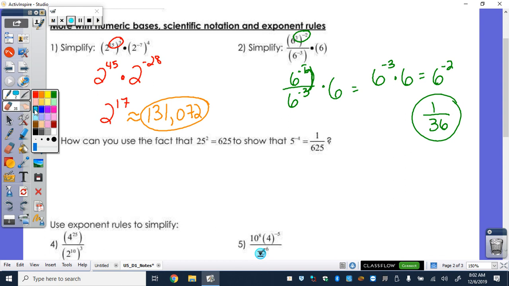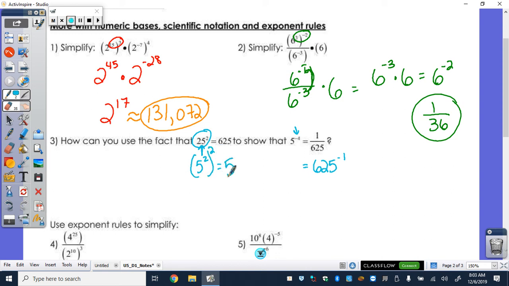How can you use the fact that 25 squared equals 625 to show that 5 to the negative 4th equals 1 over 625? So again, these negative exponents mean that it's a division. So this 625 is really to the negative 1 power there. And then I can rewrite this 25. That would be 5 squared.